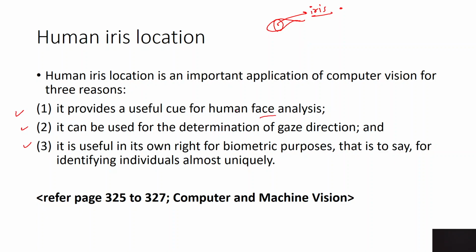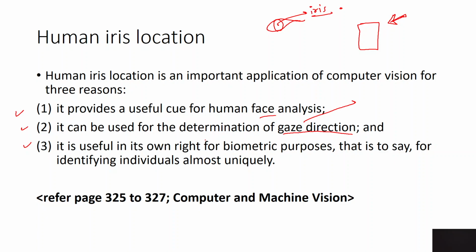Second, it can be used for determination of gaze direction. Now this is an important concept. For example, if you are unlocking your mobile phone by just looking at it, right? For example, you have face unlock. So what it does is it does not get unlocked if you are looking away, right? It only gets unlocked when you look at it.